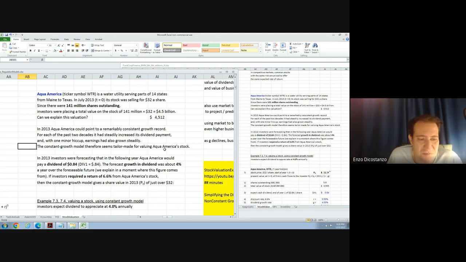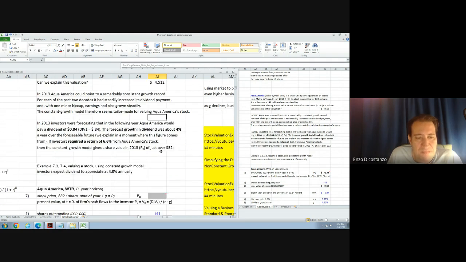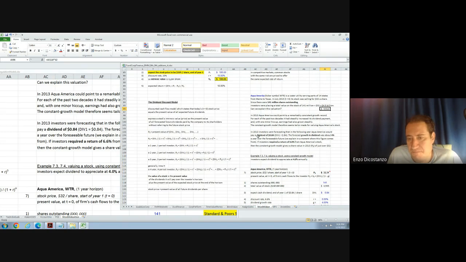So a constant growth model, therefore, seems tailor-made for the Aqua America stock. It says investors are forecasting that it would pay a dividend of 84 cents. And actually, this should be written with a 0 in front of it like that.